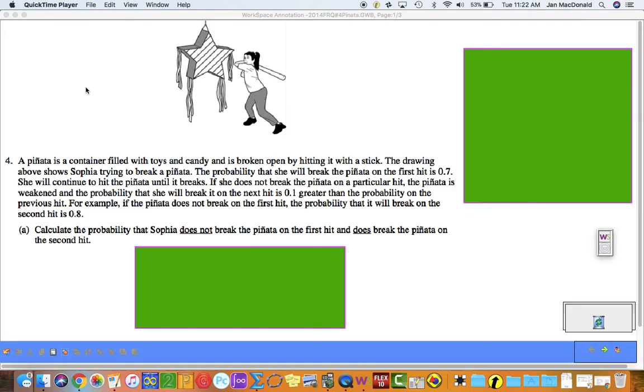Let's take a look at the 2014 Practice Exam Free Response question number 4 about piñatas. Let's take a moment, read the prompt.